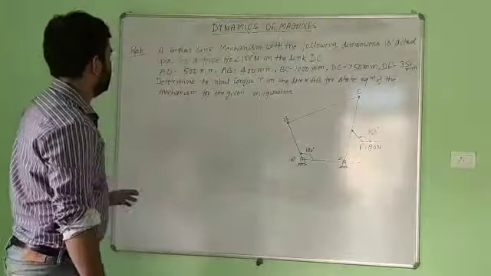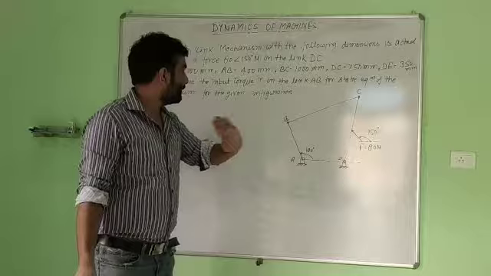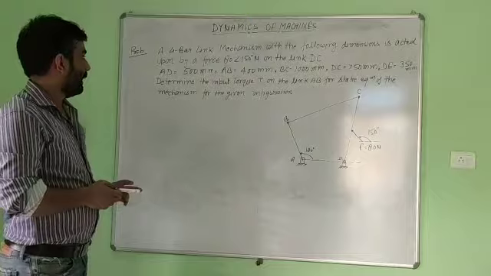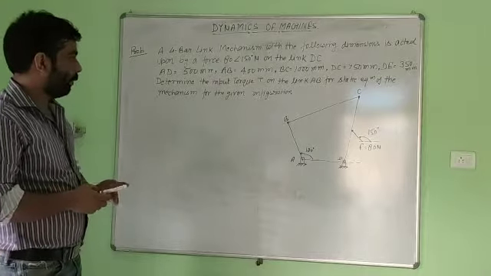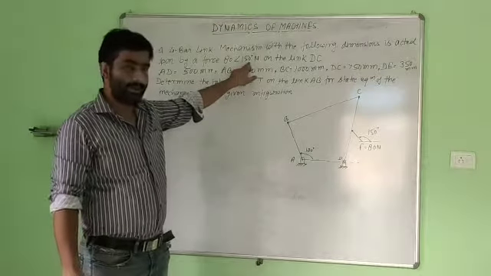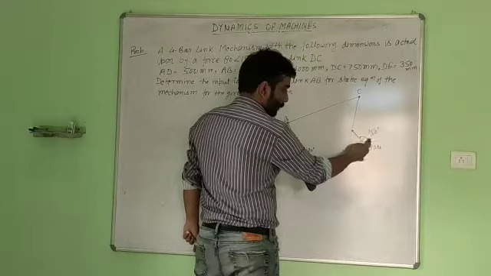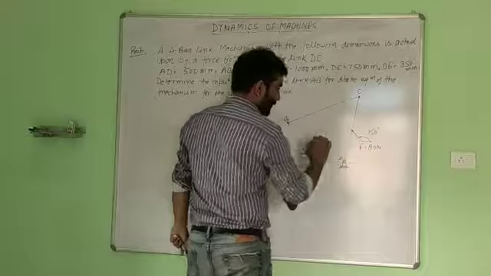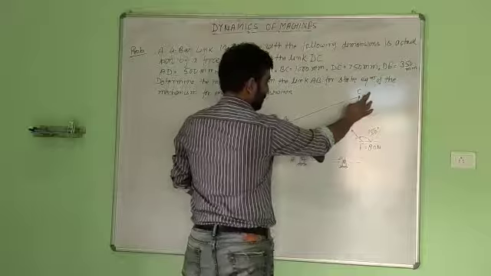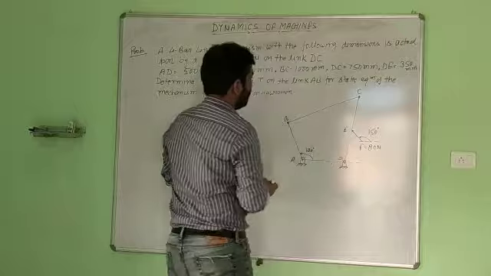The numerical is a 4-bar link mechanism, as we have here A, B, C, D, with the following dimensions, acted upon by a force of 80 Newton at an angle of 150 degree. So we have a force which is acting at 150 degree. The magnitude of force is 80 Newton on the link CD.